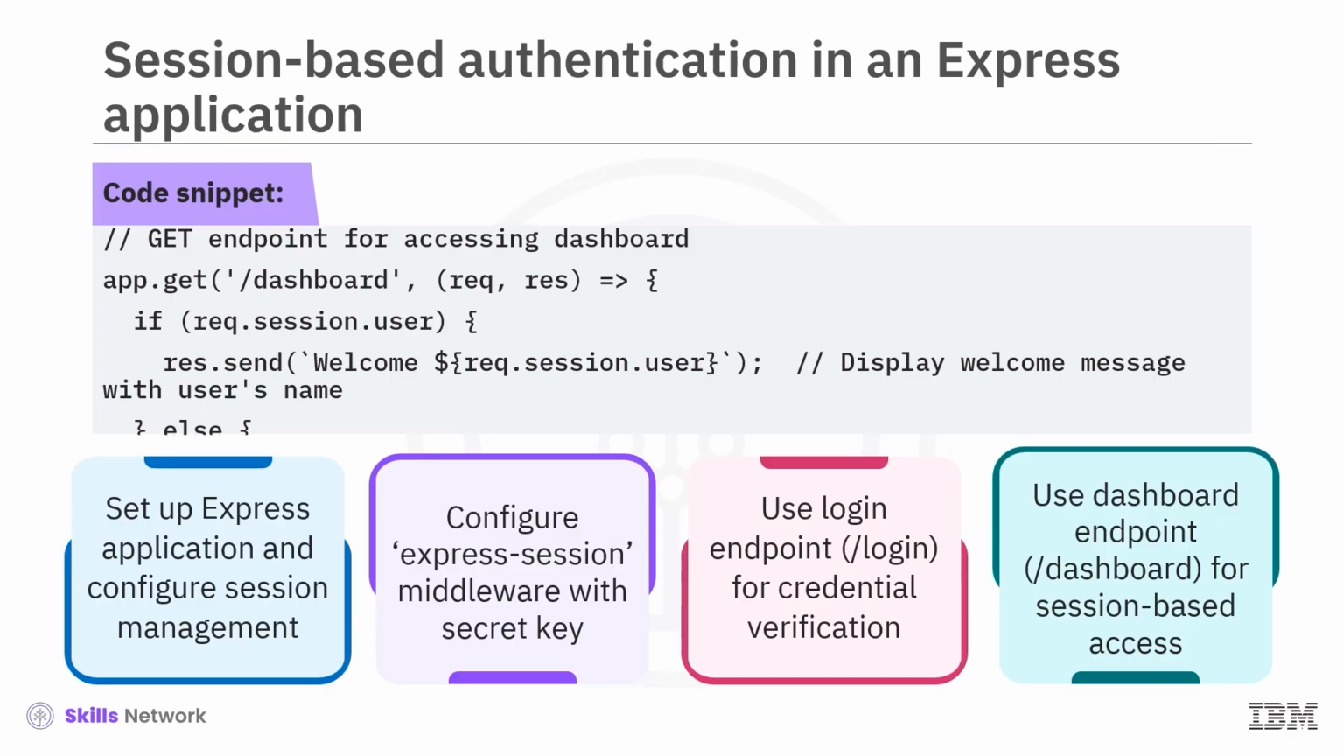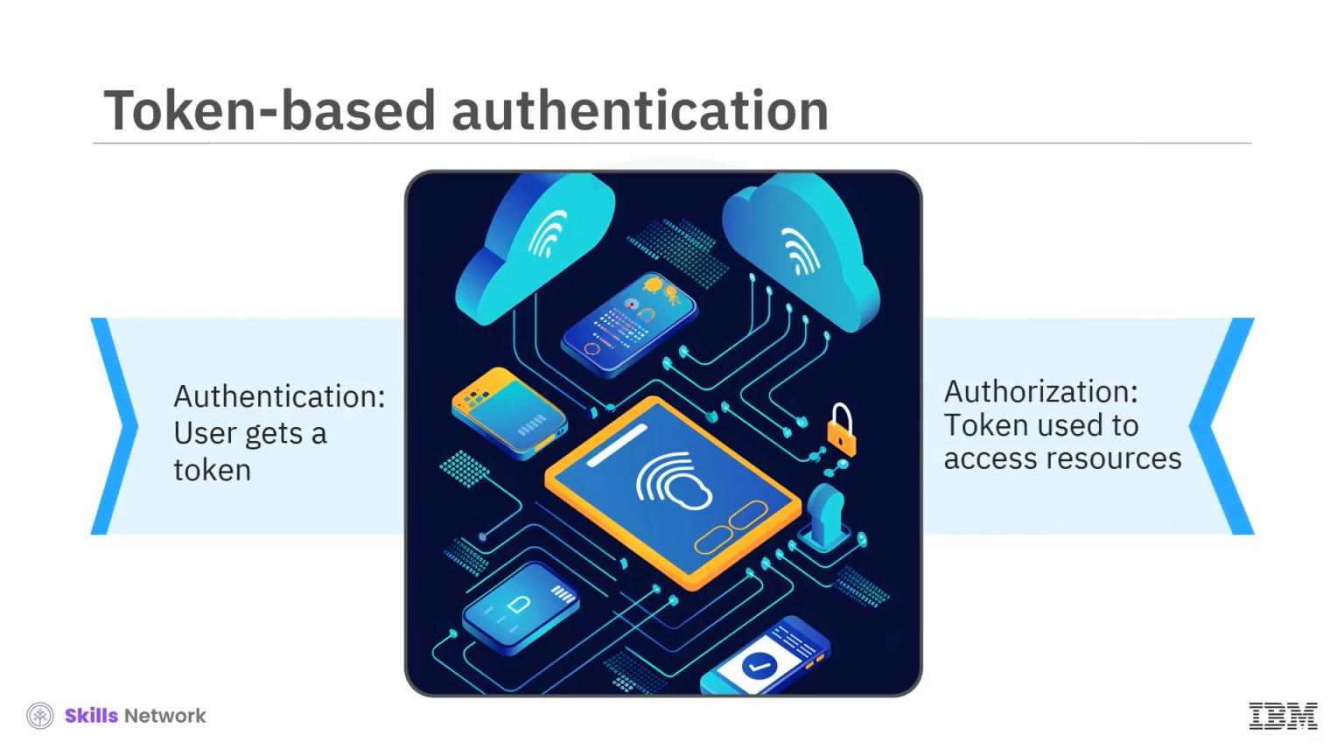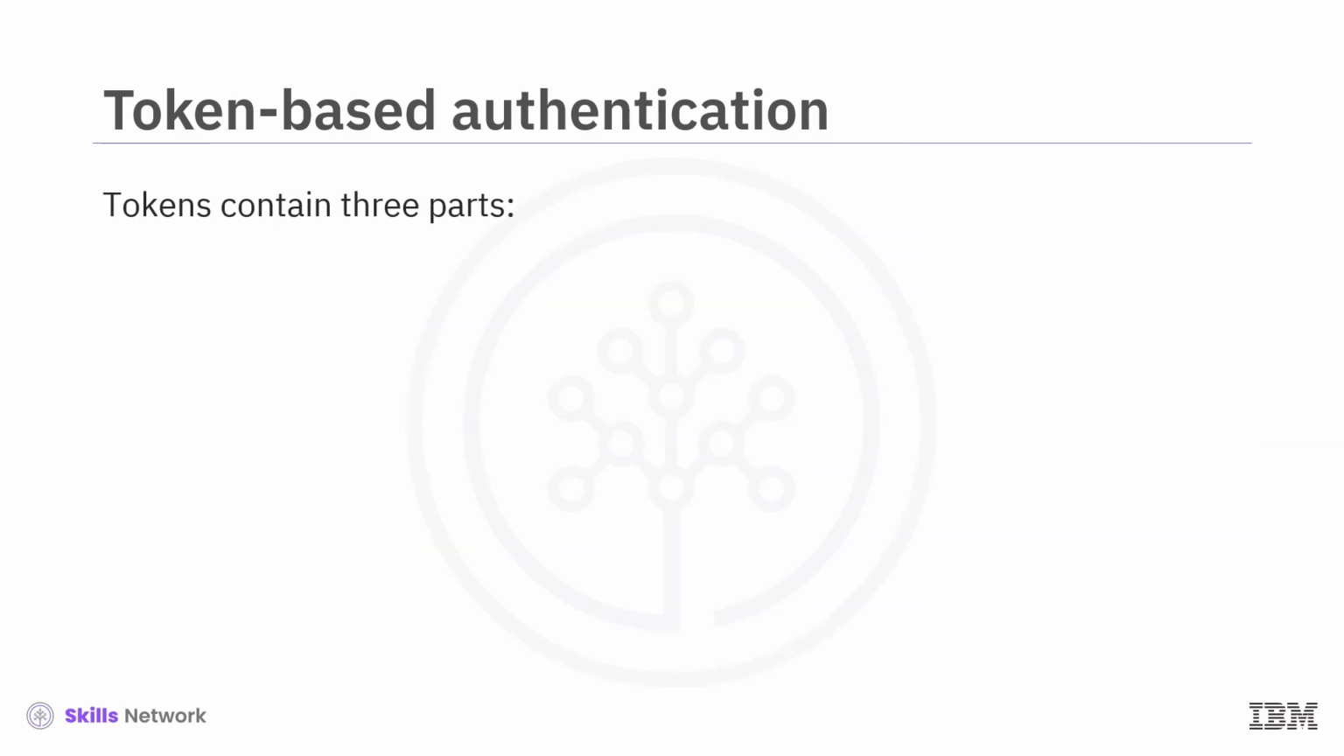Now that you've learned about session-based authentication, let's move on to token-based security. Token-based security includes two key concepts: authentication and authorization. Authentication is when you provide credentials and receive a token that validates your user credentials. Authorization is when you use the token to access resources, ensuring the resource server knows which resources you're permitted to access. Tokens, often in the form of JSON Web Tokens, JWT, consist of three parts.